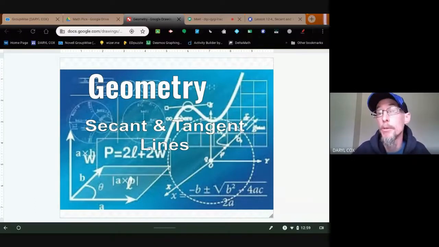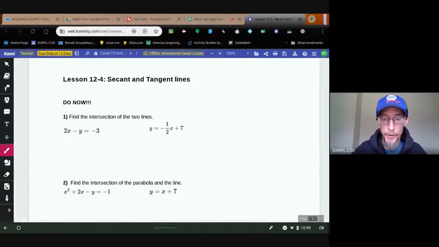Okay, so now we're dealing with two equations. If you remember from algebra, that means systems of equations. A system of equations is anytime you have more than one equation. So let's look at a very simple system of equations to review our algebra that we did back last year sometime. So here we've got the intersection of two lines.